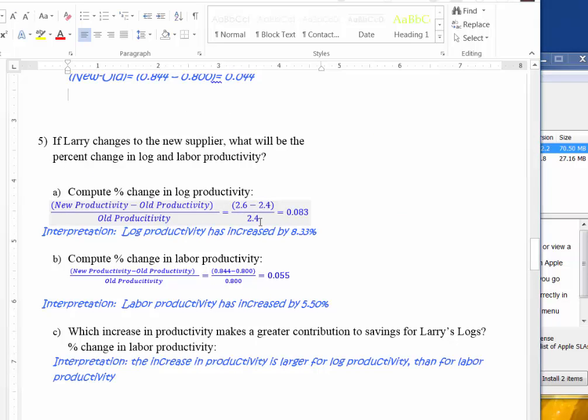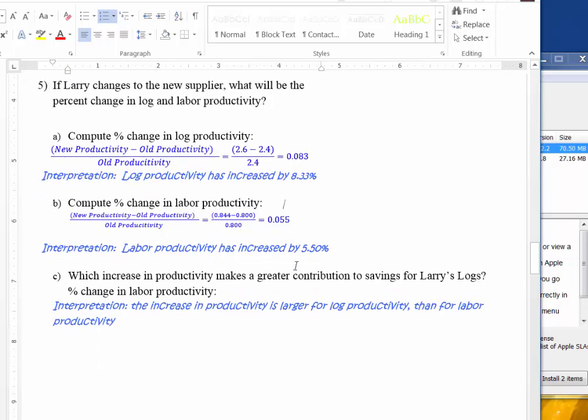The next thing we care about in these productivity calculations is the percent change in log productivity. Here we're going to take the new minus the old, divided by the old. So we have 2.6 minus 2.4 divided by 2.4, which is going to give us 0.083. That's the percent change in log productivity, which is the same idea as down here. This is going to be the percent change in labor productivity.